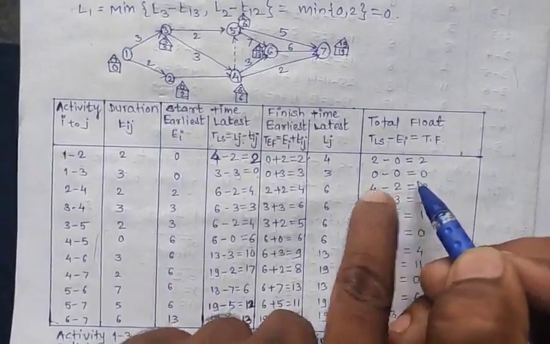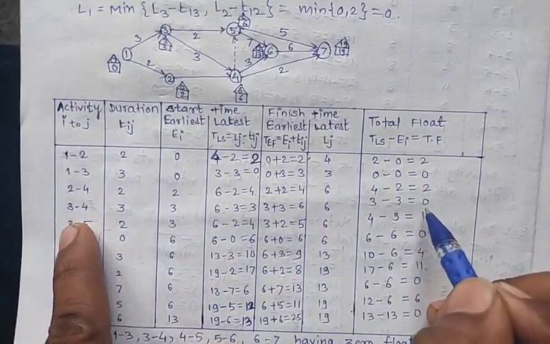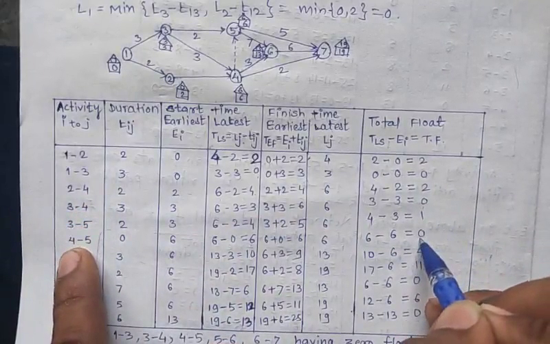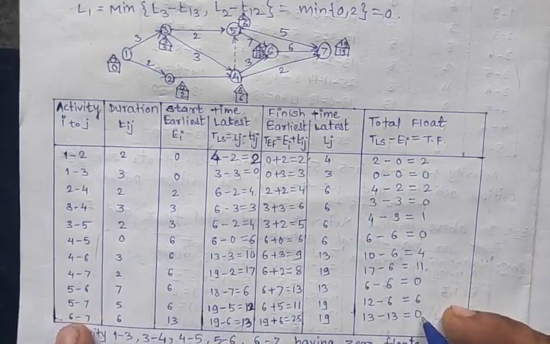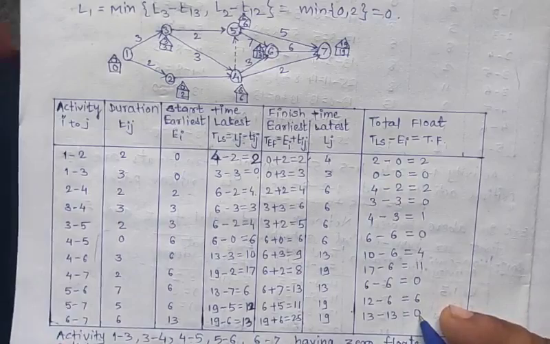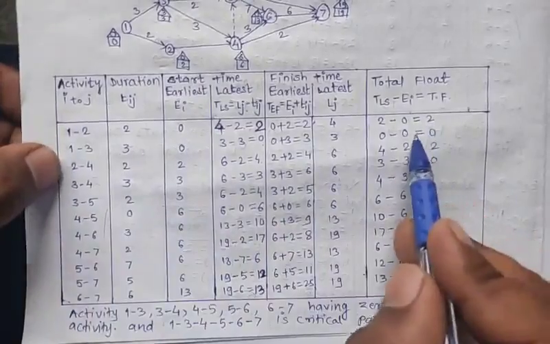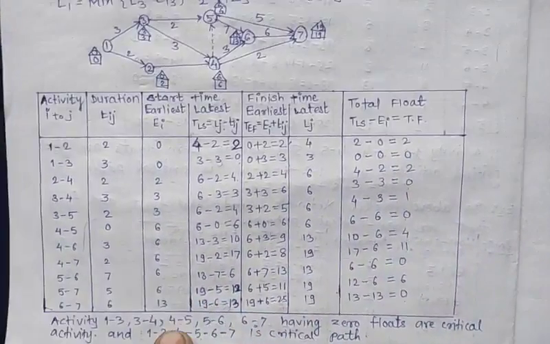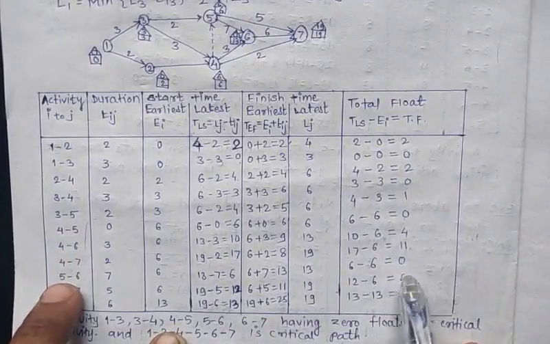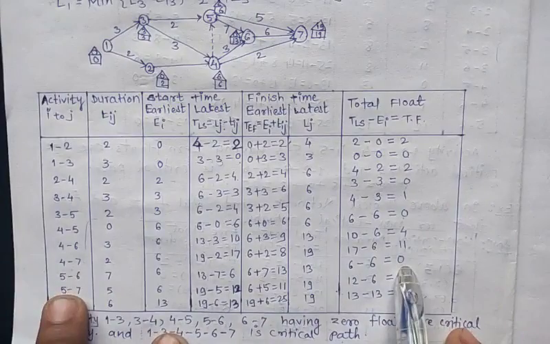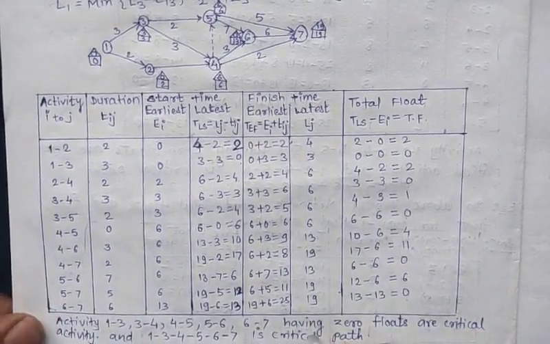So which activities get 0 float? Here the 1 3 activity gets 0 float. Next the 3 4 activity gets 0 float. Next the 4 5 activity gets 0 float. Next the 5 6 activity gets 0 float, and last the 6 7 activity gets 0 float. Now collect all these activities: 1 3, next 3 4, 4 5 having value 0, next 5 6 having 0 float, and last 6 7 having 0 float.